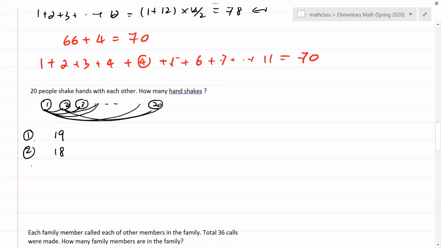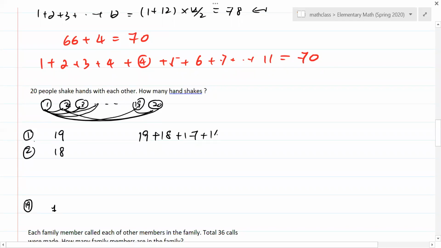Okay, and so on, right? And the 19th person only has 1 handshake with 20. You can only go forward, cannot go backward, because those 2 people already shook hands. So the total will be 19 plus 18 plus 17 plus 16 all the way to 1. So the answer will be the sum of the first term and last term multiplied by 19 and then divided by 2.